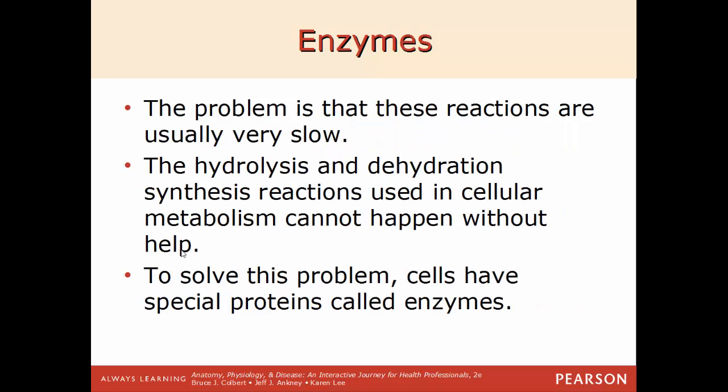The problem with these kinds of reactions is most of these metabolic reactions will tend to happen pretty slowly. The hydrolysis reactions we talked about and the dehydration synthesis reactions can't happen without a little bit of help. A big function of an enzyme is to speed along chemical reactions. The faster these reactions happen, the sooner the products can get made, and the sooner things can get done. So without enzymes, things will still happen, but much more slowly. So enzymes will make things happen a lot faster.